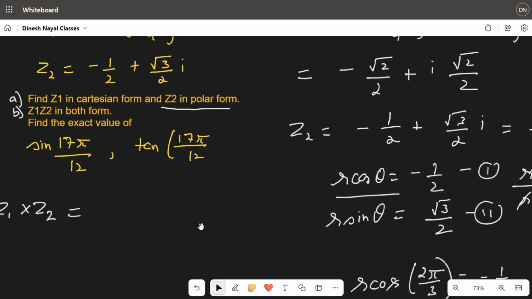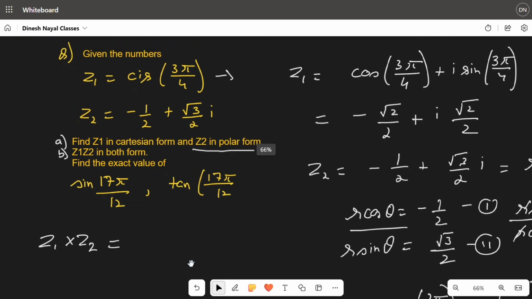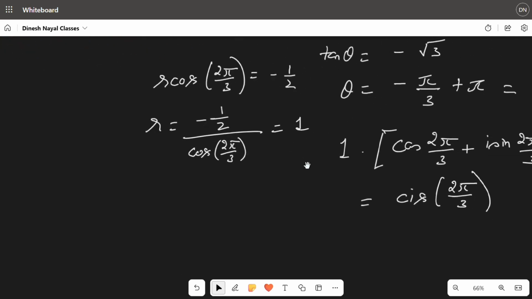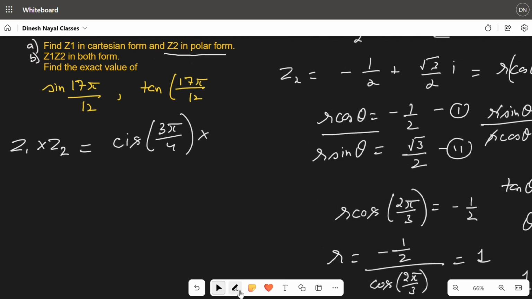We know that z1 is given to us: it's cis 3π/4. And z2 we have just found, that is cis 2π/3. So we are substituting cis 2π/3 over here.